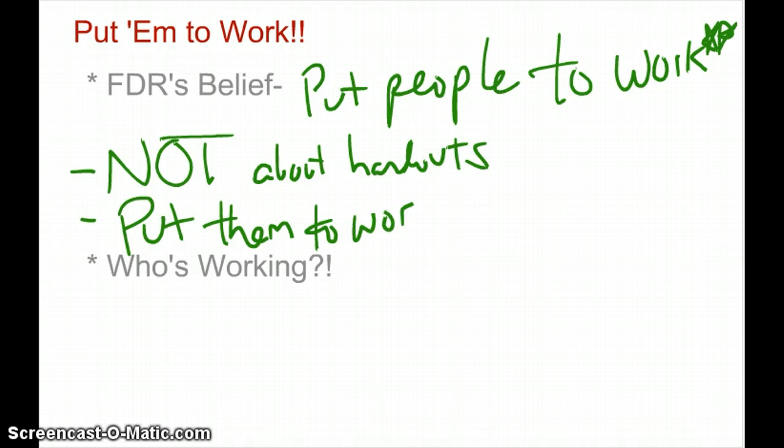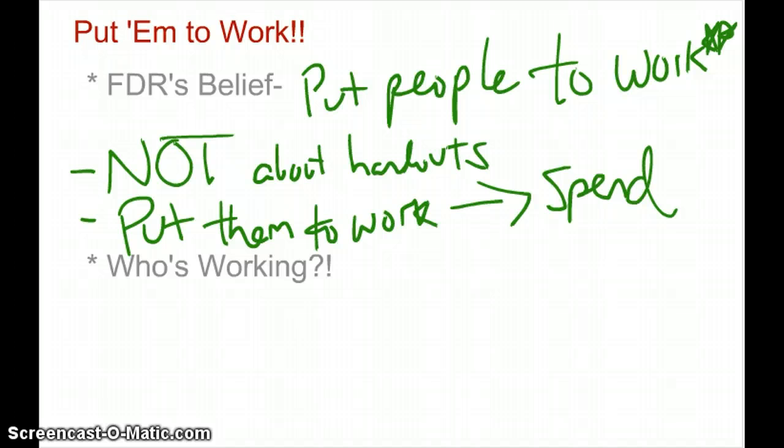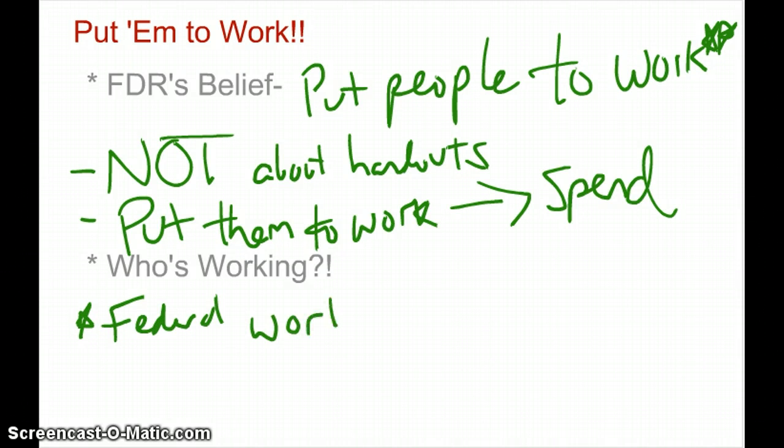And when we put them to work, what are they going to do? They're going to spend their money. Okay? So what FDR does is he puts into play a lot of federal working programs. Federal programs that will help people work, because he realizes that there are a lot of people who cannot start businesses on their own, so he's going to have the government do it for us.